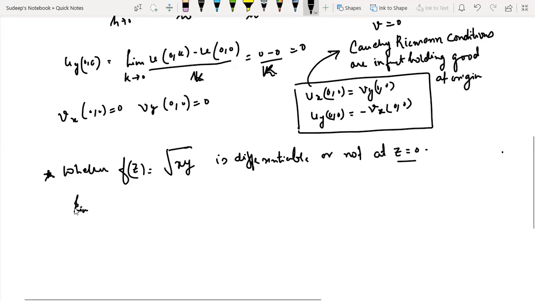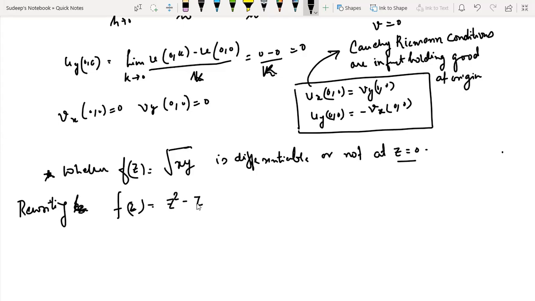Sorry. So let me just rewrite the function. So f(z) is root over x into y. So I'm writing it as z square minus z bar whole square, raised to power 1 over 2, divided by 2. You can write it this way also, or let me write it this way only so that you don't get confused.